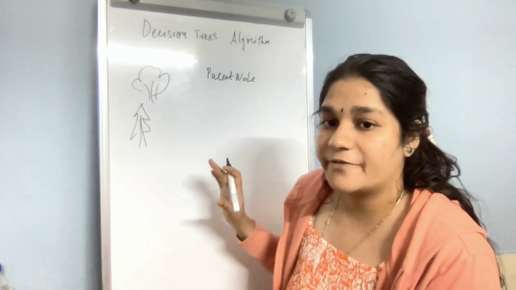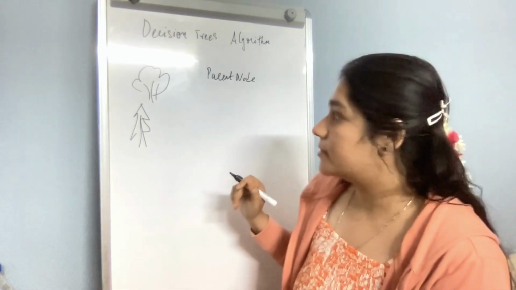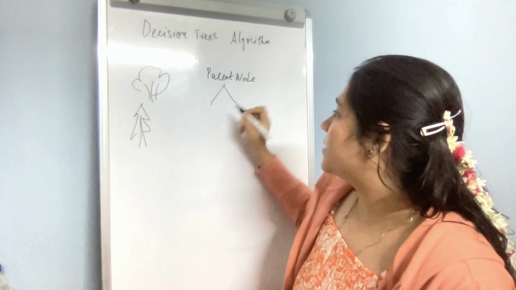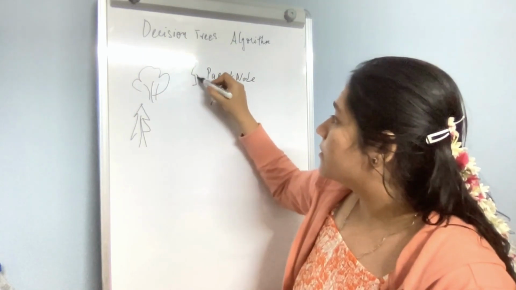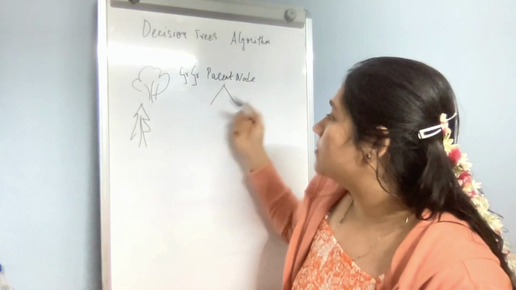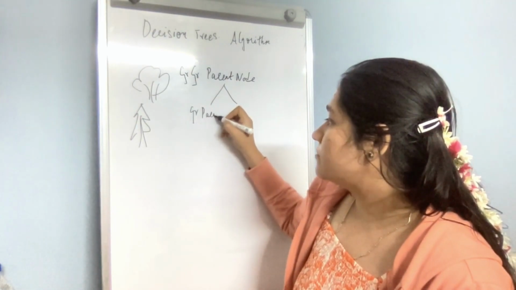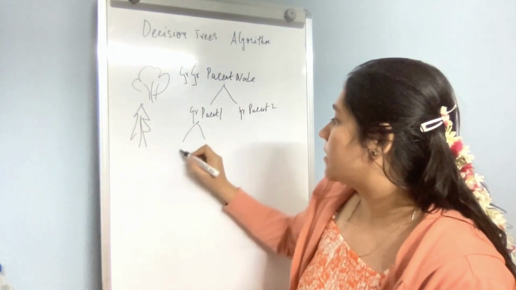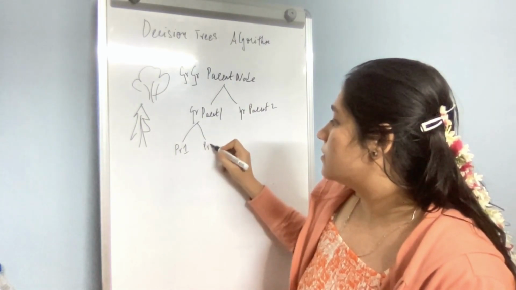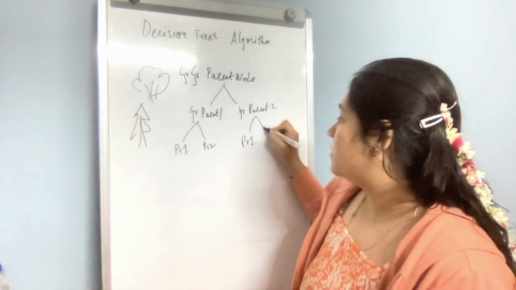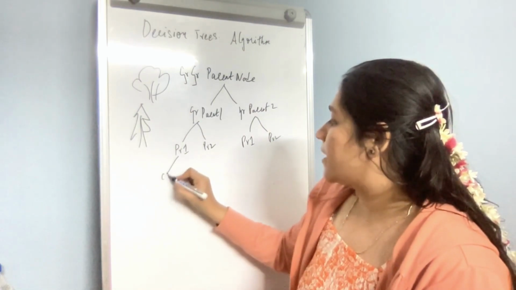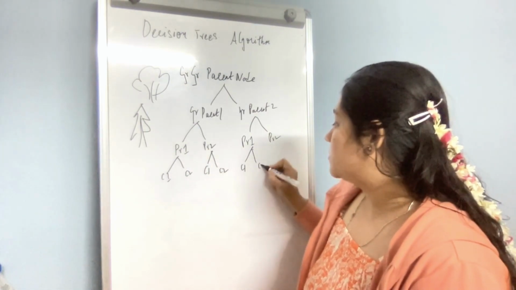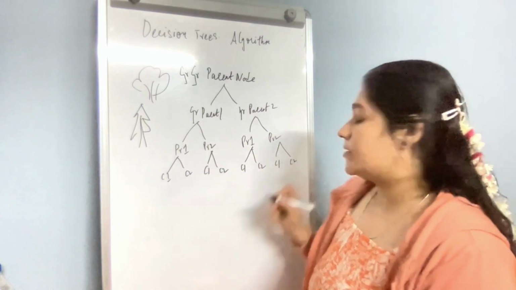So I'll draw a rough sketch of how the decision tree usually looks, and how my professor used to explain it to me. Usually you have grandparent node, grandparent node, then grandparent one and grandparent two, then parent one, parent two, parent one, parent two, and then child one, child two, child one, child two, child one, child two, child one, child two.